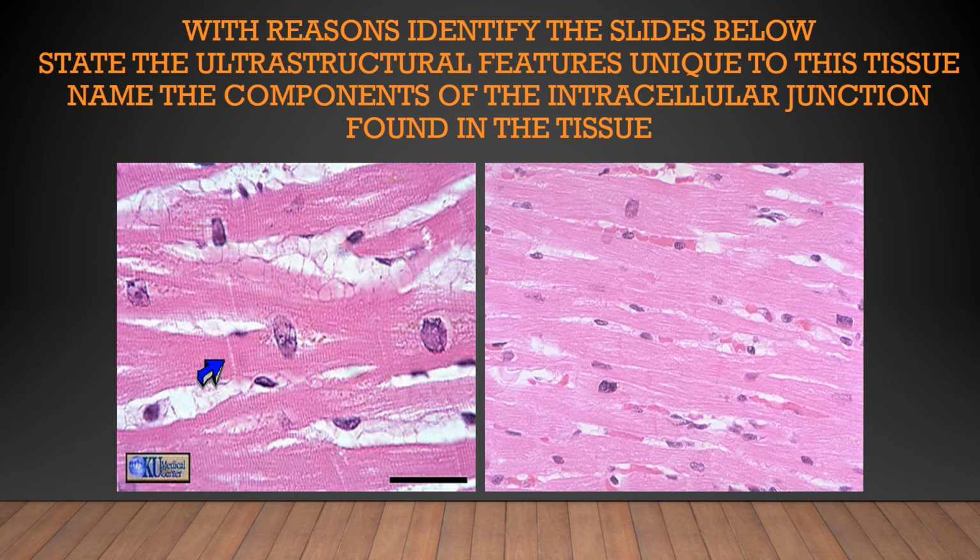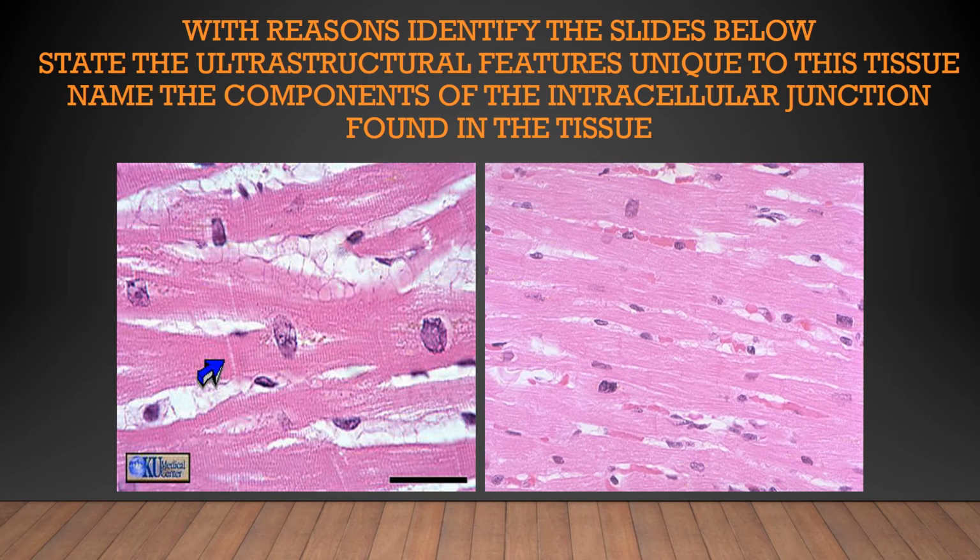So these slides are of cardiac muscle. So cardiac muscle contains intercalated discs. They show cross striations. The fibers are branched, and they contain one or two centrally placed nuclei. The ultrastructural features unique to cardiac muscle are dyads and intercalated discs.